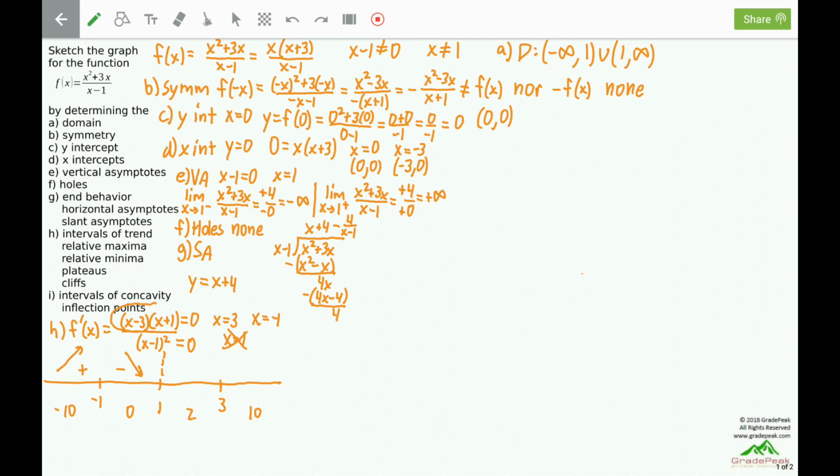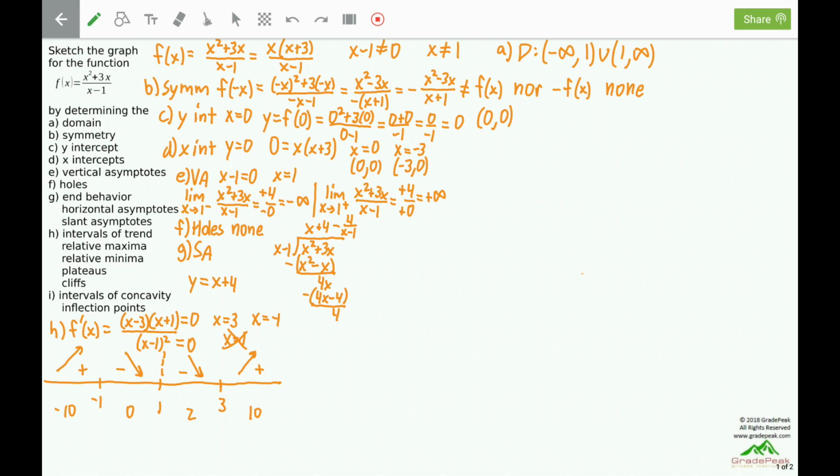Plugging in the test value of 2 to the portion of the first derivative that matters, 2 minus 3 is negative, 2 plus 1 is positive, negative times positive is negative. We have a negative first derivative. This corresponds to a decreasing trend. Plugging in positive 10 to the portion of the first derivative that matters, 10 minus 3 is positive, 10 plus 1 is positive, positive times positive is positive. We have a positive first derivative. This corresponds to an increasing trend.